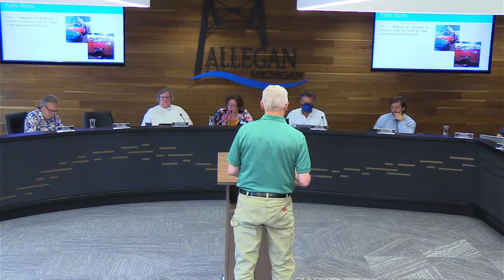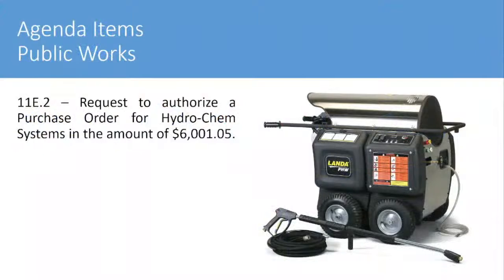Next, we have 11E.2, which is a request to authorize a purchase order for Hydro-Chem in the amount of $6,001.05. Also at the DPW, we have a pressurized heated washer. We use that for cleaning our equipment. Earlier this year, the heater went out on it, and now the engine, the motor parts, are giving us some issues. So we reached out to companies. It was about $2,700 to $3,000 to get a refurbished heater. So we figured, why not just get a whole replacement unit? That's about half the price of a replacement unit. So we did reach out to two companies. Hydro-Chem came in at the low bid.